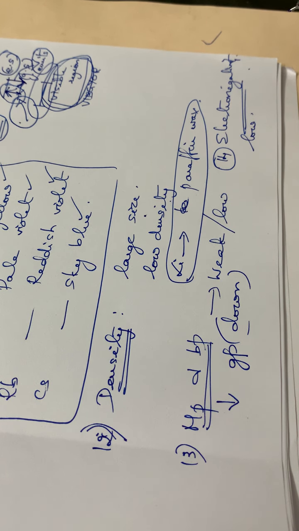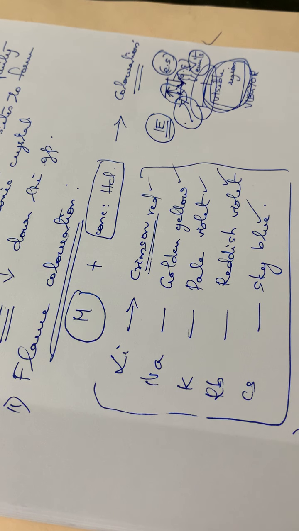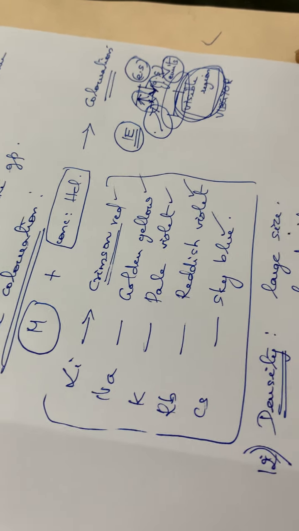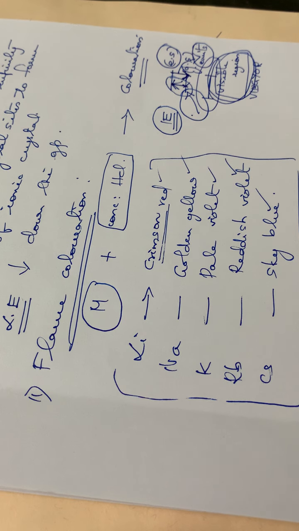Okay. Hope you are clear with this. These 14 points you have to study. Sometimes some of the trending nature of these alkali metals will be asked. Sometimes how color is imparted to the flame, questions like that will be asked in section B. So you have to be very thorough with this portion, the characteristic properties of alkali metals.